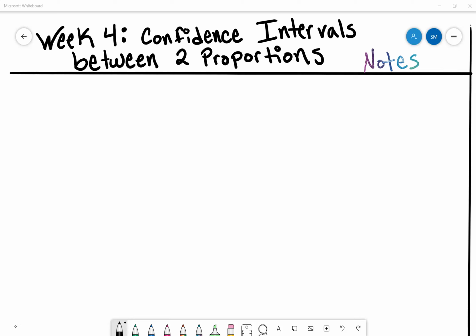Woohoo! We're going to be talking about confidence intervals between two proportions. In last week's set of notes, we talked about how to find the null hypothesis, how to find the alternative, as well as do those conditions checks. This week, we're going to be doing the confidence intervals between two proportions.